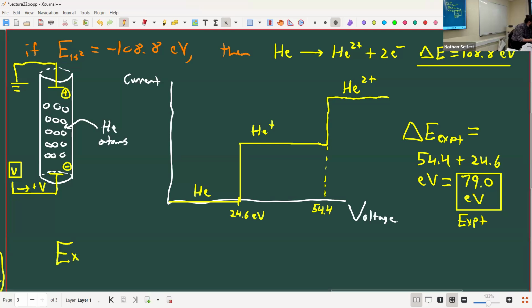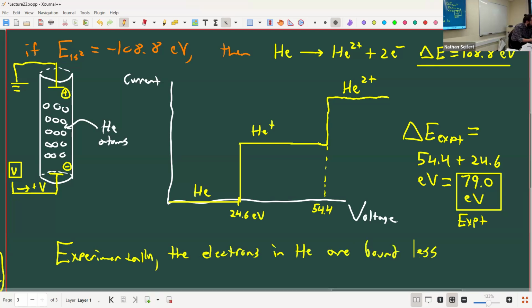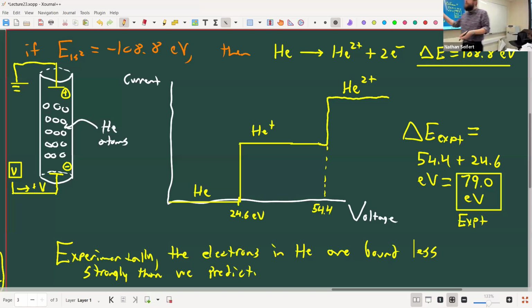So experimentally, the electrons in helium are bound less strongly than we predict. And so what does that mean? Well, what would make the electrons easier to remove? If they're not as strongly bound to the nucleus. What would make them less strongly bound to the nucleus? Repulsions to something else. What did we turn off in this example? We turned off repulsions. The electrons don't repel each other.